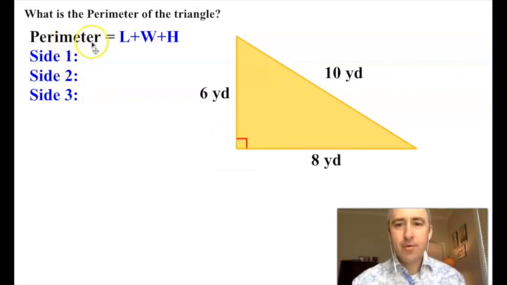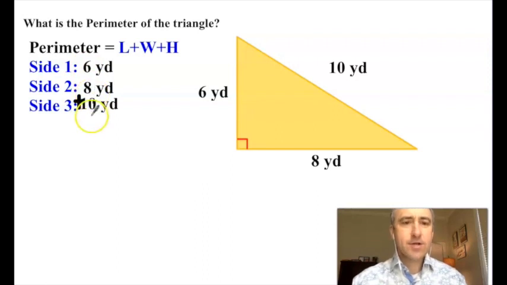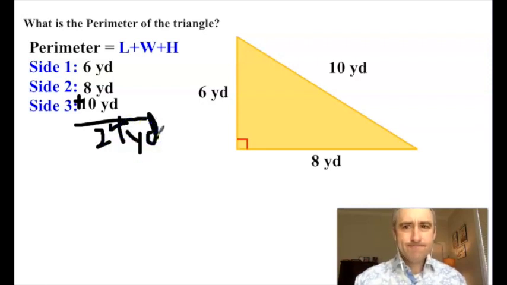For perimeter, remember, we add up all the sides because perimeter is the distance around an object. So we have a side of 6. So we're going to drag the 6. We have a side of 8. And we have a side of 10. Now when we add all these together, 6 plus 8 is 14 plus 10 gives us a perimeter of 24 yards.